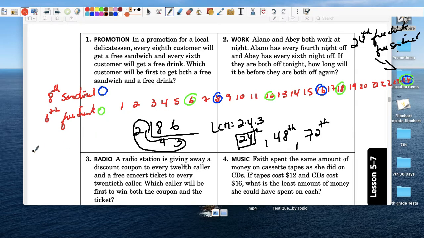That's one way. The other way is to list the multiples. Let's go 8 times 1, times 2, times 3, times 4, times 5, etc. And 6 times 1, times 2, times 3, times 4, times 5, etc. You can tell that 24 shows up as the first common multiple. So you get 24 whichever way you do this. Whichever way you feel more comfortable, but I think the LCM method is the easiest.